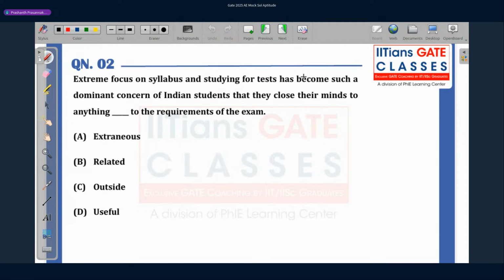Extreme focus on syllabus and studying for tests has become such a dominant concern of Indian students that they close their minds to anything dash to the requirements of the exam.